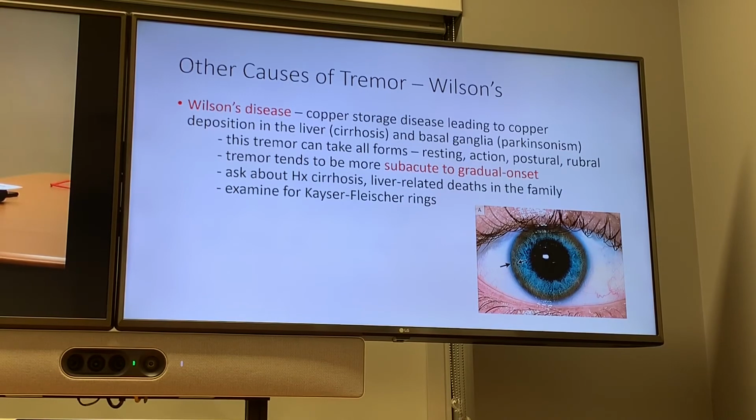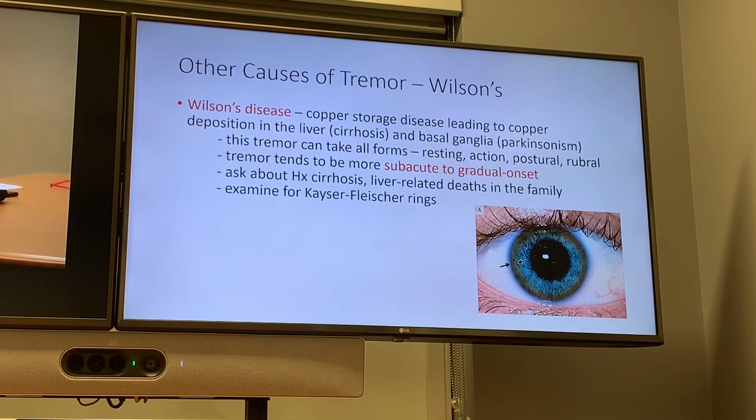So since we're talking about tremors, this tremor can really take all forms. It can be resting, action, postural, and it can be rubral. So rubral, I'll show you a video of this. It's really almost striking, a wing beating tremor. So you actually need to put your patient's arms into this chicken wing position and you will see this interesting wing beating tremor that I'll show you. That is specific for this.